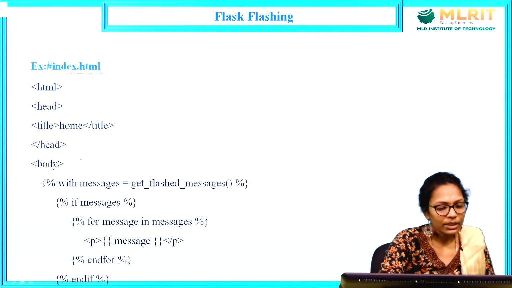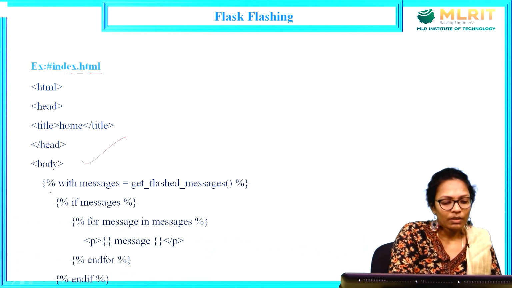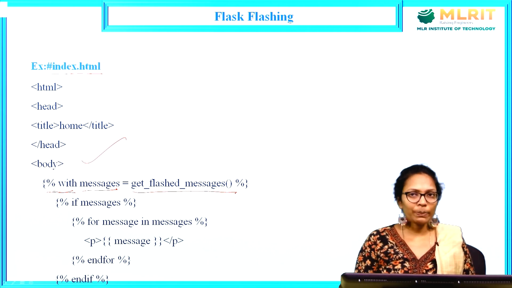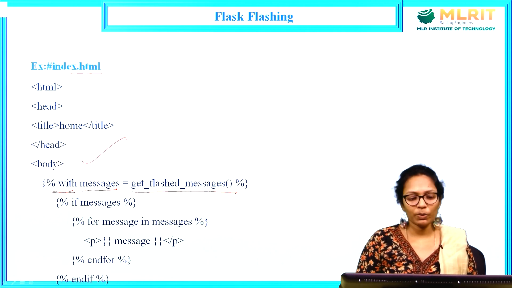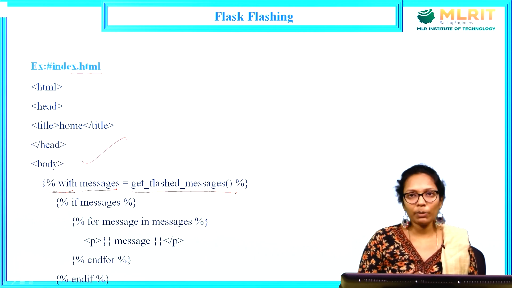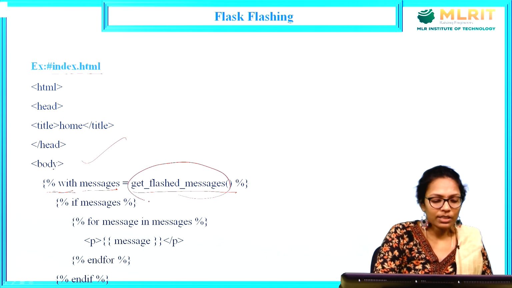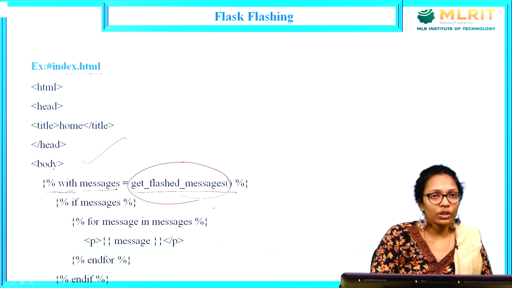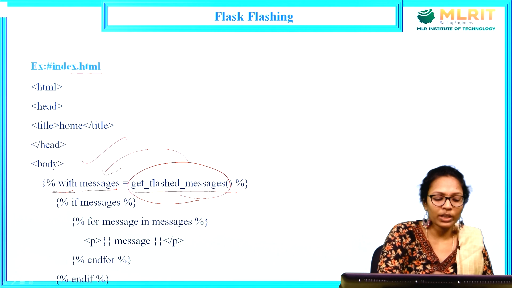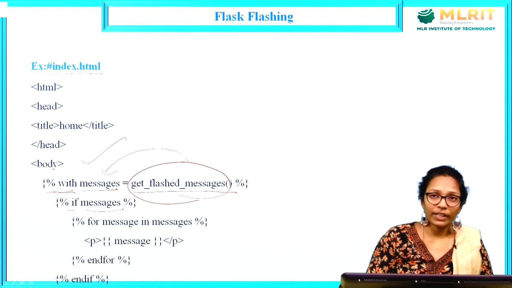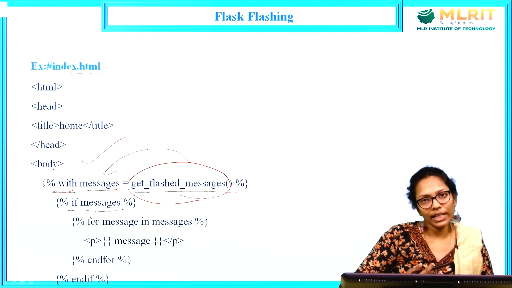Now here in the body section, we are using with. So with messages is equal to get_flashed_messages. In this program, we have passed only one message, but generally you can pass as many as you want. So we can pass any number of flash messages here. So I am taking all the messages with get_flashed_messages. All the messages will be retrieved and stored in the messages variable. Then I am checking if messages, if at least one message is there, then I can proceed here.